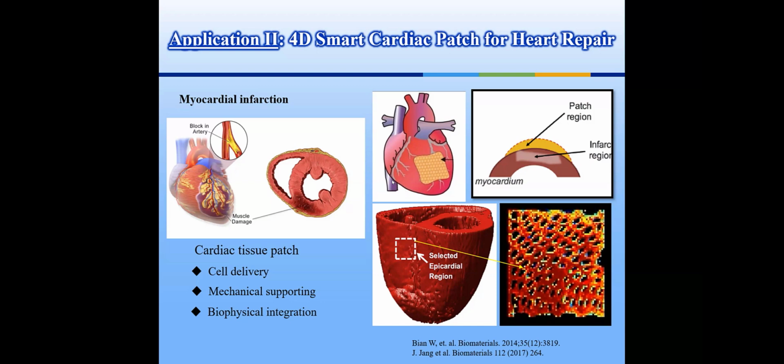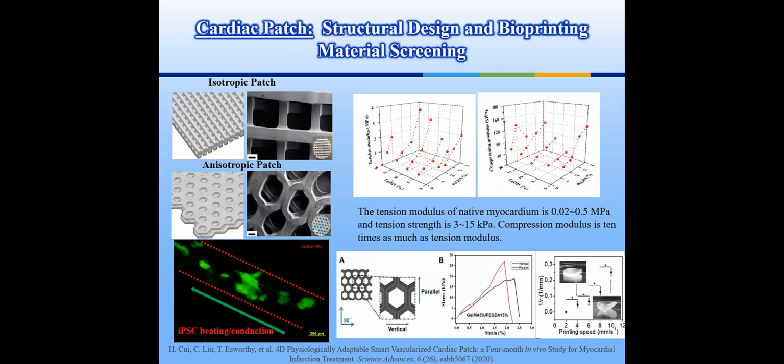You can see the picture here. It can be a very thin tissue, maybe hydrogel based. It can help deliver the cells into the defect part much more easily and keep them there for the longer term. It can also provide mechanical support and biophysical integration. In order to design a biomimetic cardiac tissue patch, we also looked into the structure of native myocardial tissue. It has an anisotropic, hexagonal kind of structure. So that's the reason for our cardiac patch design.